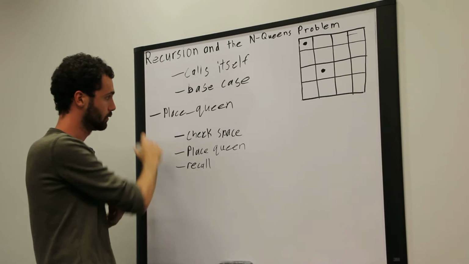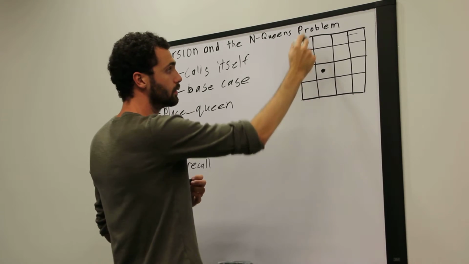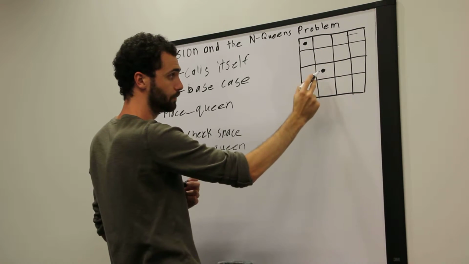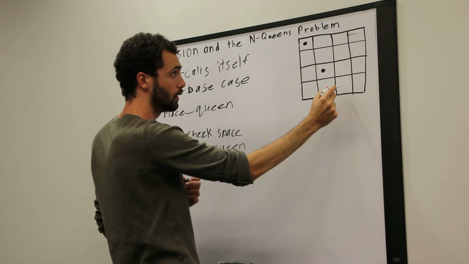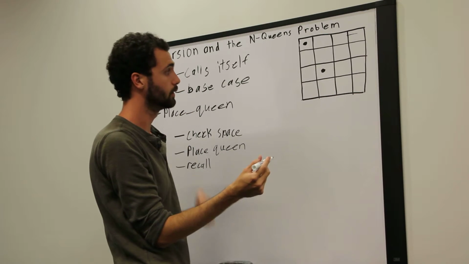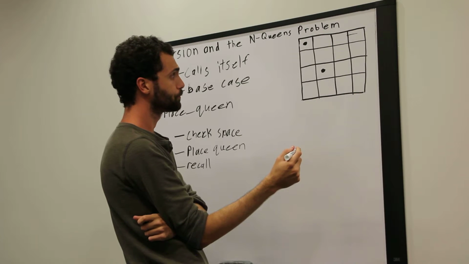Let's try it again. Recall. Taken, all these are taken. This is taken by that queen, this is taken by that queen, and that queen, and that queen. Oh no, we run into a problem. There's nowhere our third queen can go.